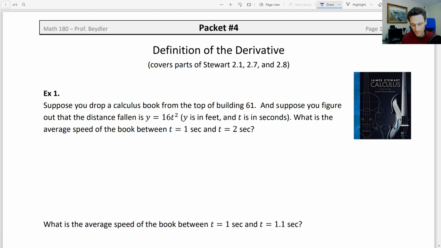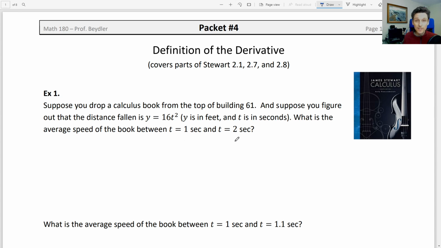Looking at example 1, it says, suppose you drop a calculus book from the top of building 61. This is the math building at Mount Sac. And suppose you figure out that the distance fallen is y equals 16t squared. So y is in feet here, and t is in seconds. The question asks, what is the average speed of the book between 1 second and 2 seconds?